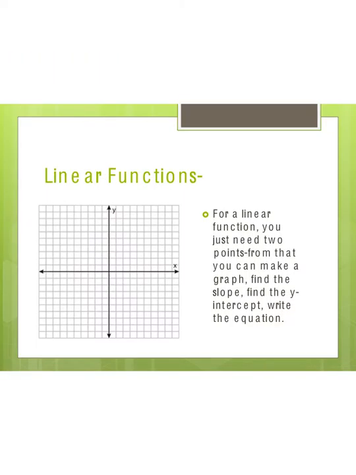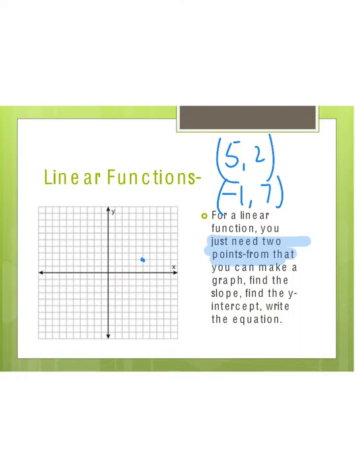So linear functions, you just need 2 points. Once you have 2 points, everyone's going to have the same exact graph. So let's say we have the points (5, 2) and (-1, 7). Everyone's going to graph out 5, up 2, and -1, 1, 2, 3, 4, 5, 6, 7. Everyone's going to have the same line, assuming, of course, you can draw a straight line, which I cannot. From there, we could find the slope. We could find the y-intercept. We can write the equation in standard form or slope-intercept form.